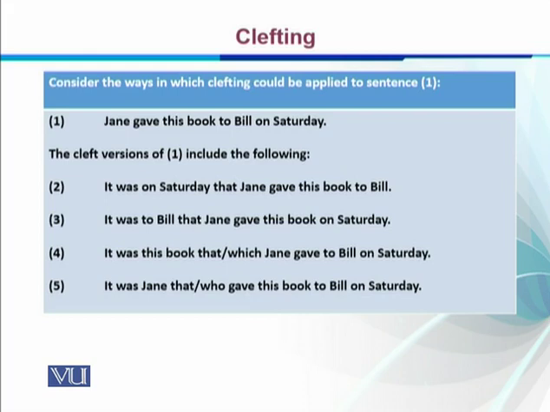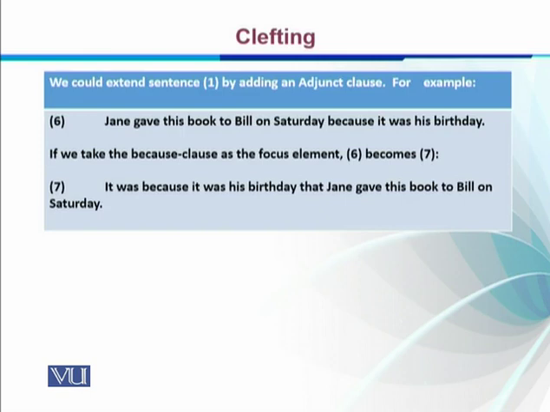So you can see how with the help of clefting we have brought many constituents from different places in a sentence to the initial position. Similarly, we could extend sentence 1 by adding an adjunct clause: Jane gave this book to Bill on Saturday because it was his birthday. So because it was his birthday is an adjunct clause which can be brought to the initial position, right? It was because it was his birthday that Jane gave this book to Bill on Saturday, right?